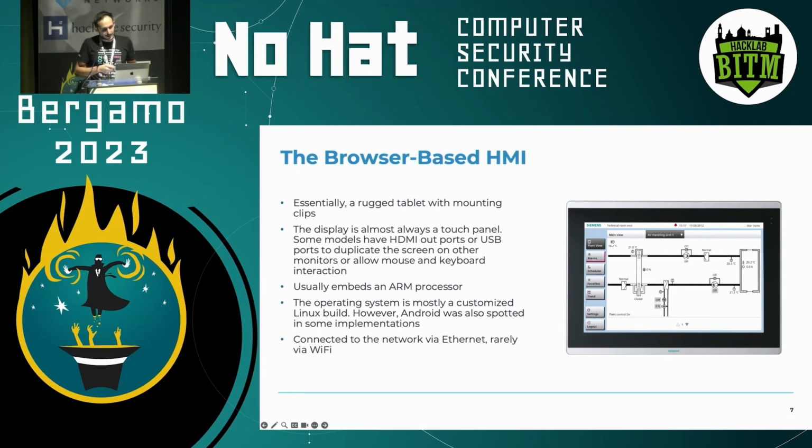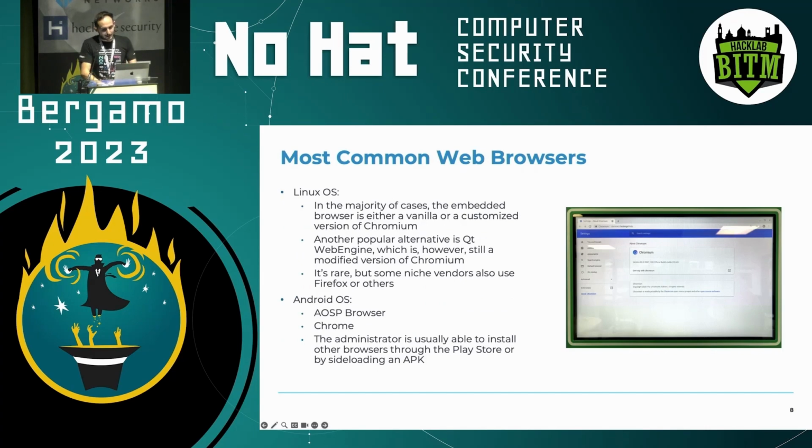It usually embeds an ARM processor. The operating system is mostly Linux, but some models even have Android. I mean, it's like using a tablet, after all. And as you might expect, the browser represents the most important component of a browser-based HMI, so let's see some details. In the majority of cases, for Linux, you're going to find either a vanilla or customized version of Chromium.